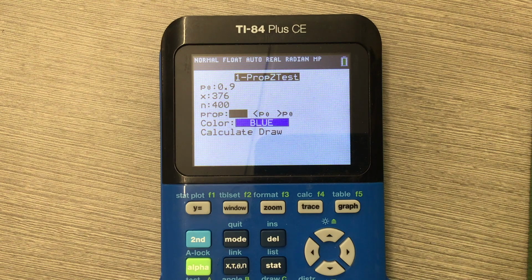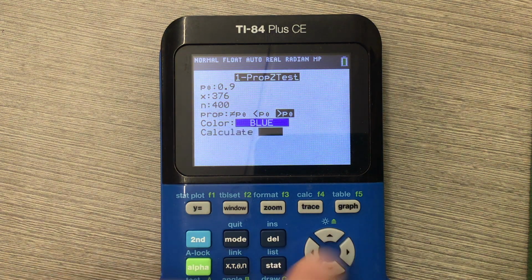The next thing says prop, and then a colon, and there are three options. This is where you get to decide on your alternative hypothesis. Are we saying that it's not equal to, less than, or greater than? In this case, we were wondering if this city has a higher rate, so we're going to go with greater than. You could change the color if you want, it doesn't really matter. Then there's Calculate, or there's another option, Draw. I prefer Draw, actually, but Calculate can be good if you're just trying to do it quicker.